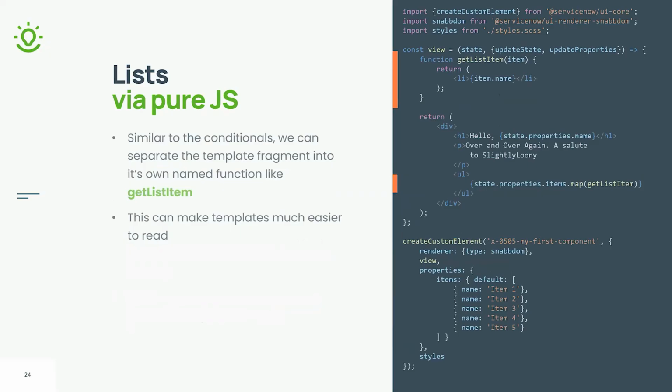In this case, we're returning the li tags that contain the item name. Similar to conditionals, we can separate that template fragment out into its own named function, like the get list item one that you now see in the code section. And this can make templates much easier to read. And again, we can separate that off into separate files to get a very well-structured project out of it.